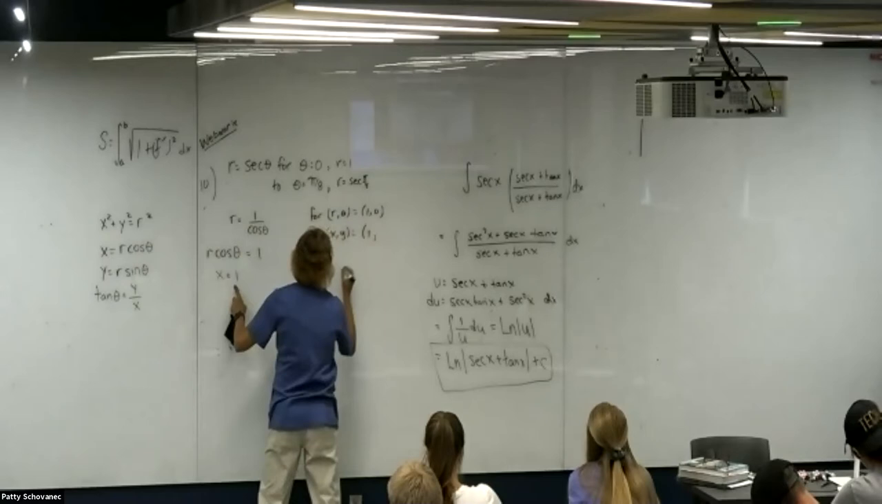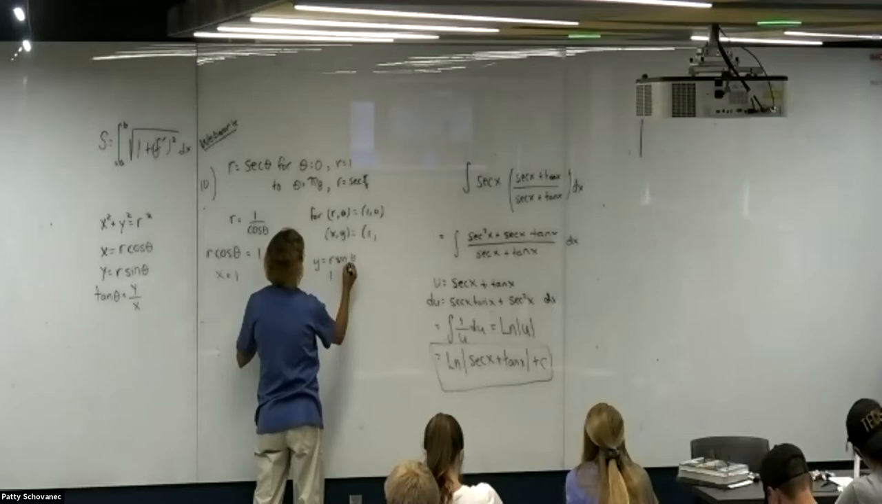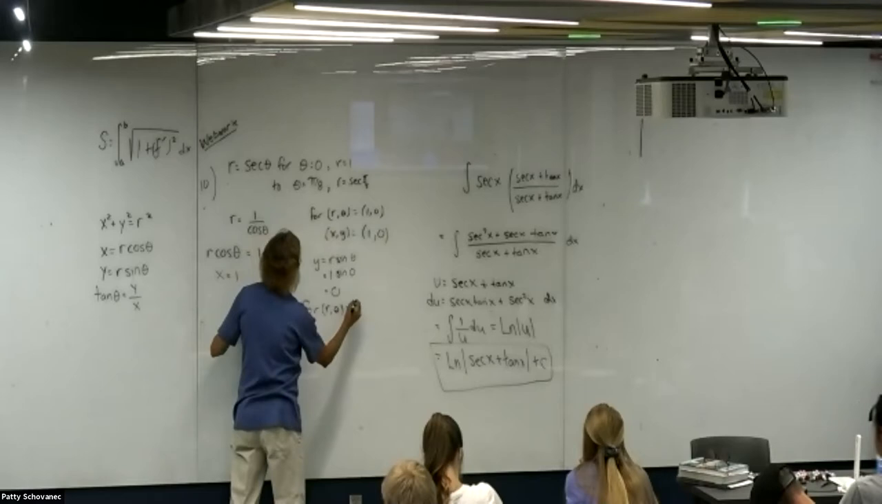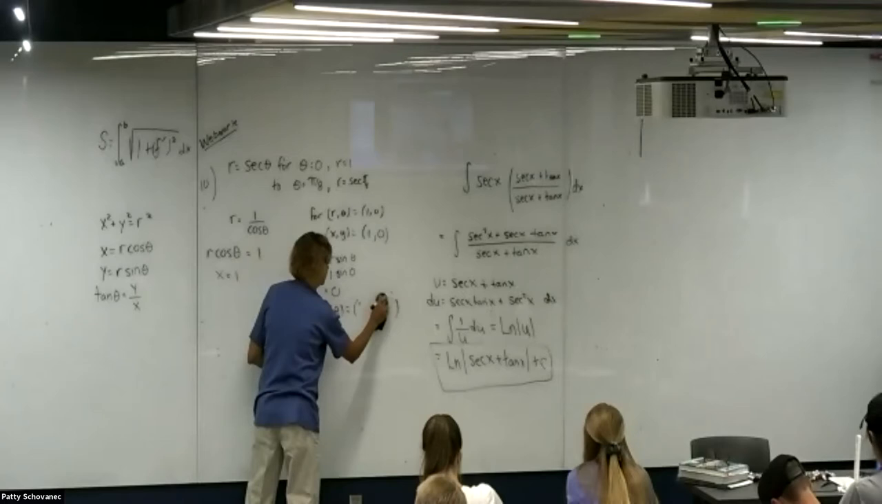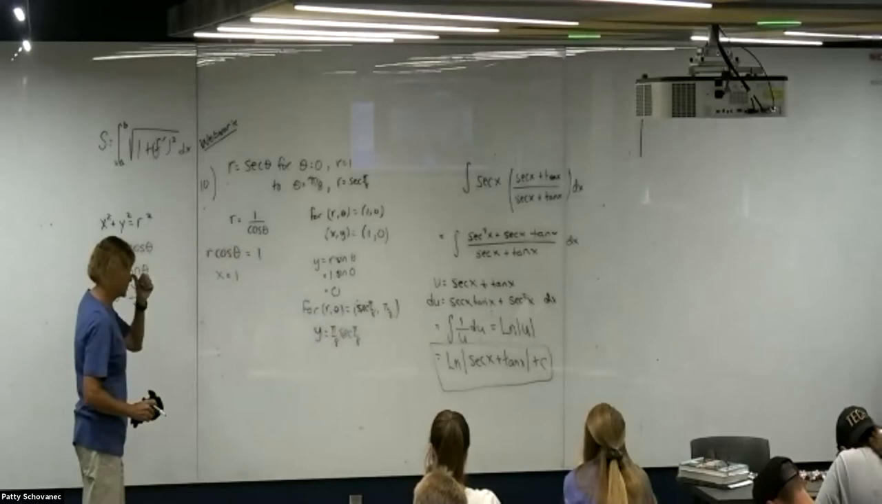y is equal to r sine theta. r is 1, theta is 0. What's the sine of 0? 0. So y is 0. For r theta equal to secant of pi eighths, pi eighths, I have y is equal to r sine theta. Oops, I got them backwards. r is secant of pi eighths, theta is pi eighths. But that's just a number. So that's our ordered pair there. So I have x is 1, and there's my y value.